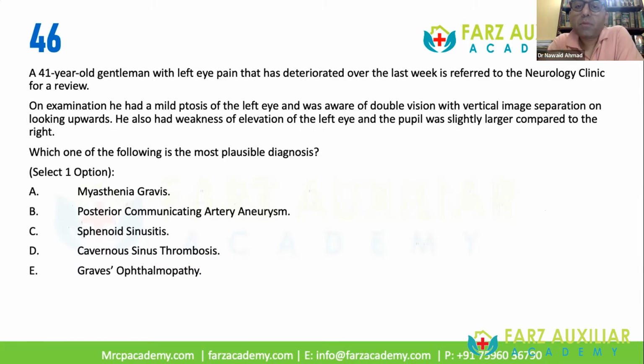So if you look at it, the pupil is slightly larger compared to the right. So if there is involvement of the pupil and it is painful, it is usually a surgical thing, which is posterior communicating artery aneurysm. It cannot be myasthenia gravis because it is a unilateral problem.